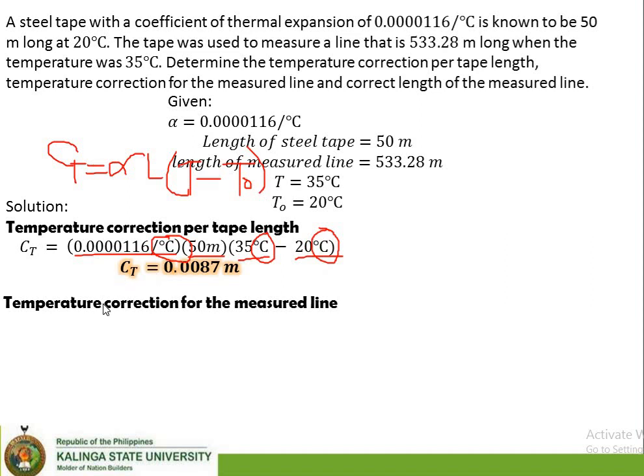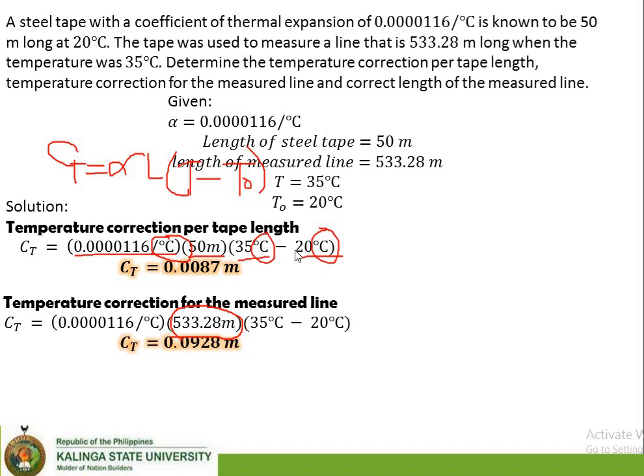Now, next requirement is the temperature correction for the measured line. So, this time, yung line ang tinutukoy natin dito. So, yung gagamitin natin ngayon na value ng L is no longer the 50 meters but the 533.28 meters. Inputting this in your calculator, the temperature correction for the measured line is equal to 0.0928 meters.